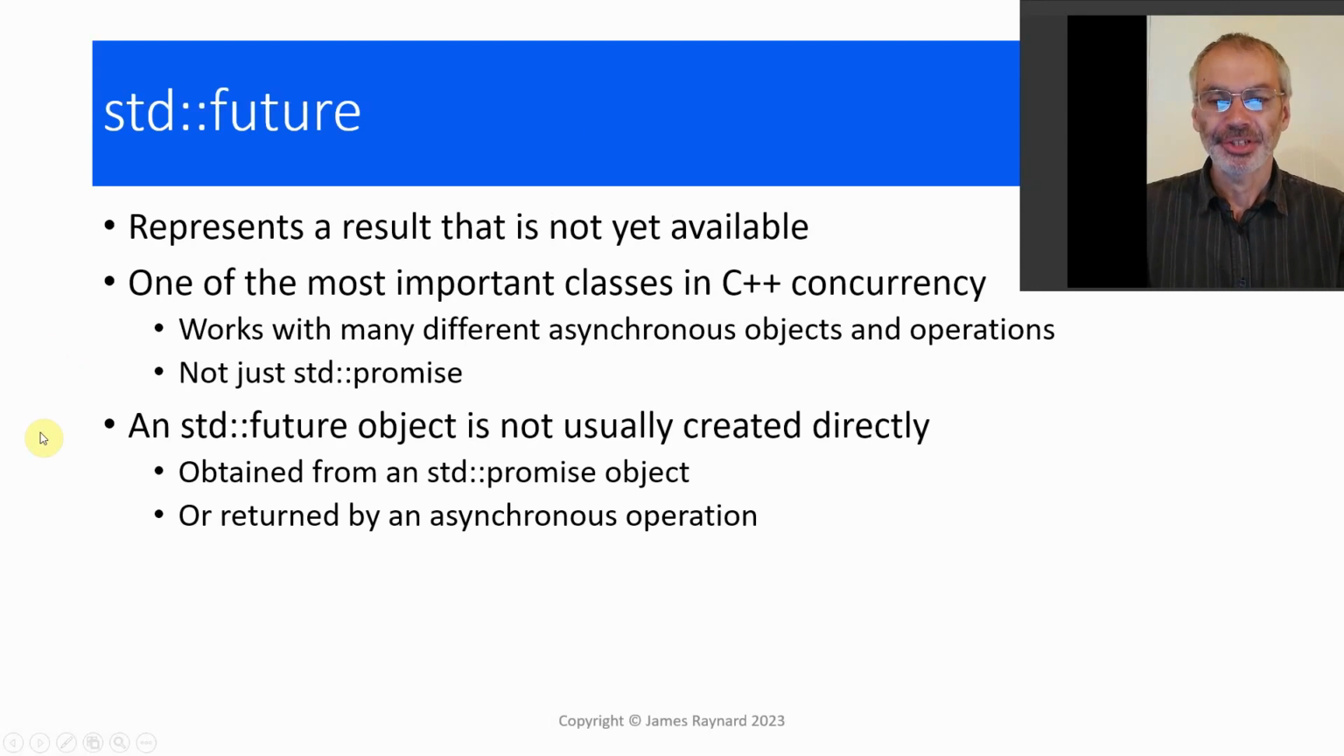Normally we don't create a future object directly. We can obtain one from a promise object, or alternatively an asynchronous operation will return a future. We'll look at that when we get on to asynchronous operations later.